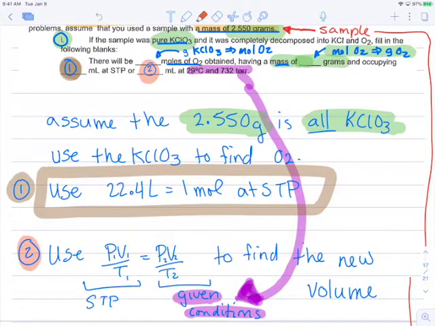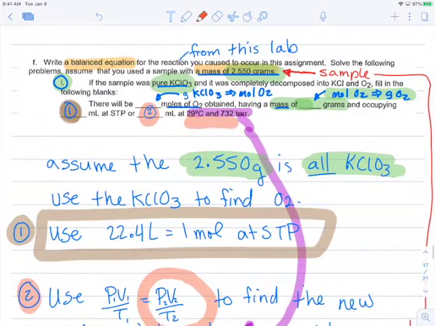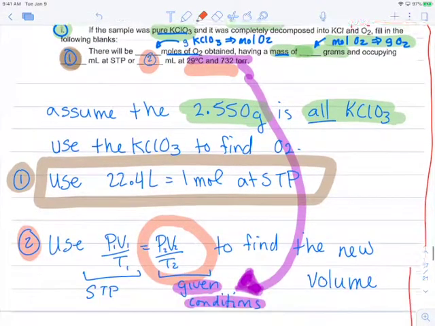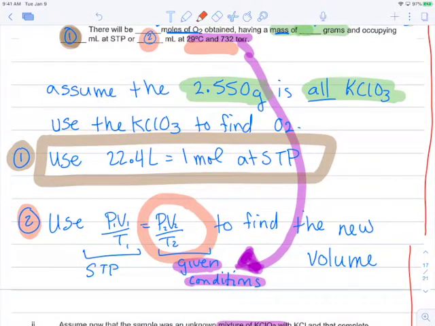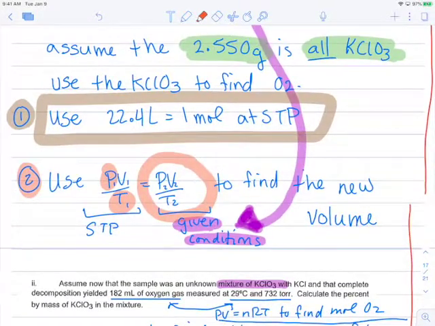For number 2, you are going to use your combined gas law, PV over T equals PV over T, to find the new volume. On the right-hand side, you're using the given conditions, which are these right over here, and you're trying to find the new volume. You're going to plug in pressure at STP and temperature at STP. Remember, the units need to match. We gave you pressure in torr right here, so you need to keep that pressure in torr at 760.